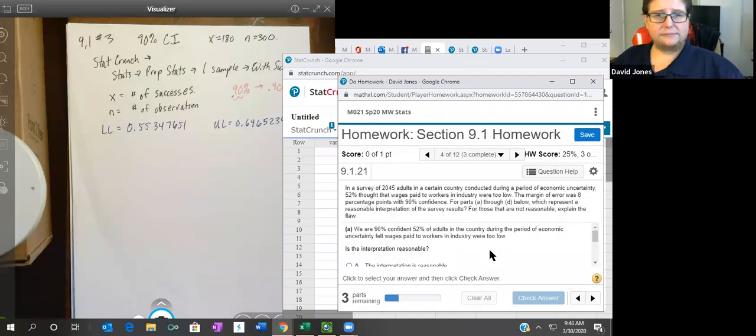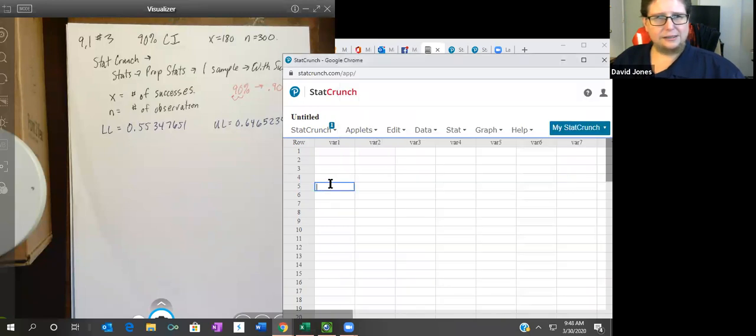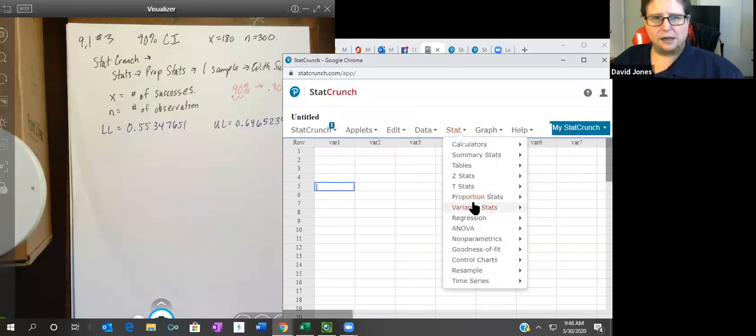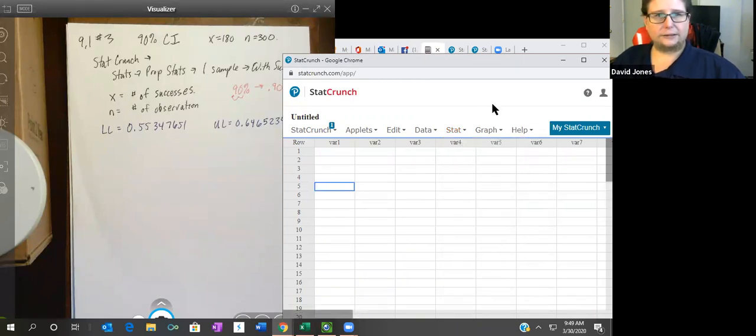That was it. Let's see how easy that problem is. So whatever confidence interval they give you, go in and go stats, proportion stats, one sample. When they give you the number of successes and N, you're just going to do with summary. You type it in and it spits out the answer. There's little work here. Very little work here.